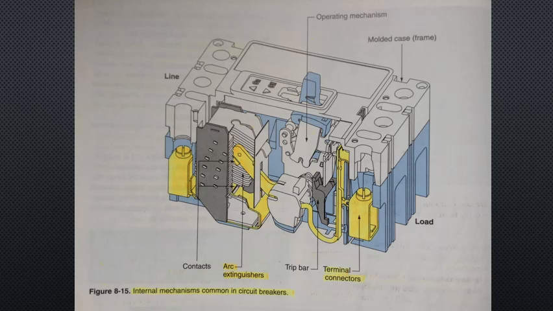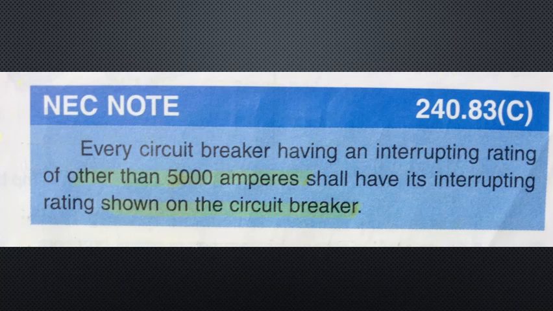Figure 8-15 shown on the screen illustrates the internal features common to most circuit breakers. Circuit breakers, like fuses, have standard interrupting ratings. These interrupting ratings must be clearly marked along with the intended voltage rating on each circuit breaker. Breakers of different interrupting ratings and voltages are constructed with different mounting features so that they are not interchangeable.